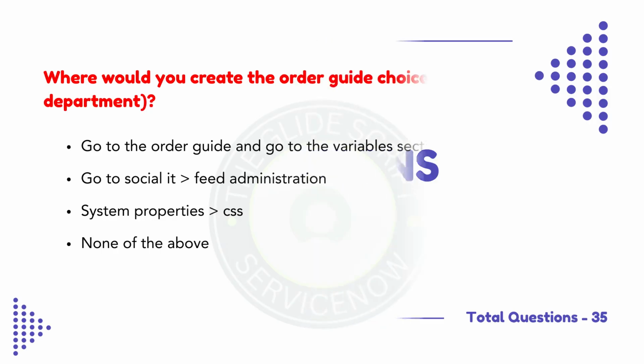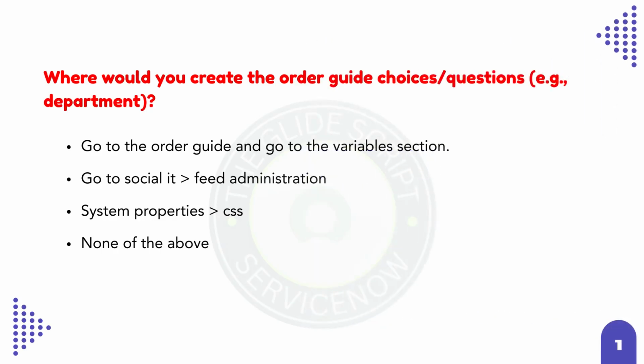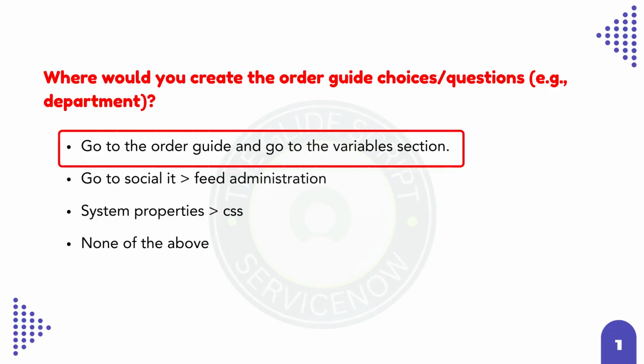The first question of this series is, where will you create the order guide choices or questions? For example, department. And there are 4 options given. First, go to the order guide and go to the variable section. Second is go to social IT, field administration, system properties and CSS module, and none of the above. And the correct answer is go to the order guide and go to the variable section. Then option number 1 is the correct.